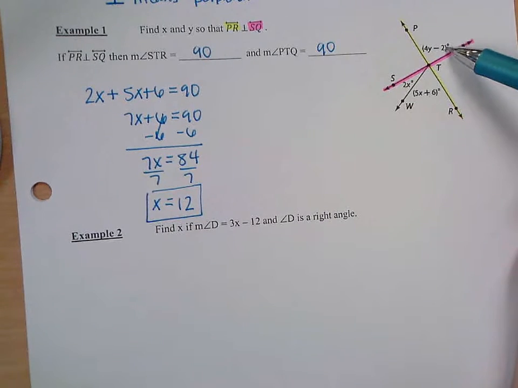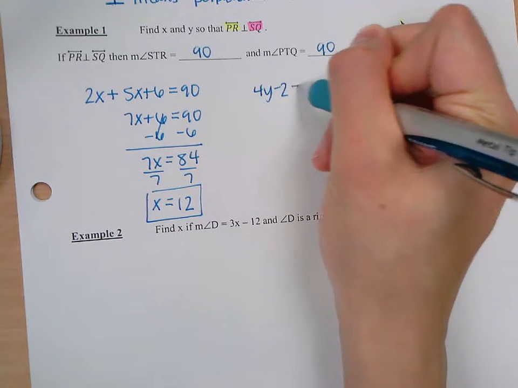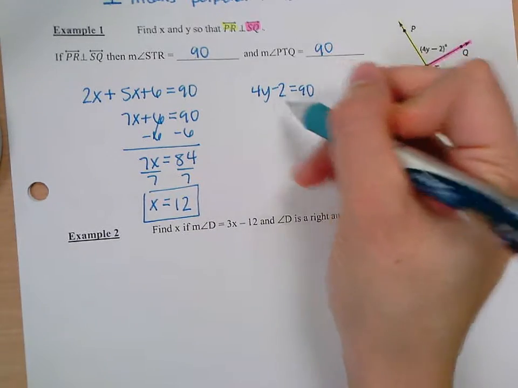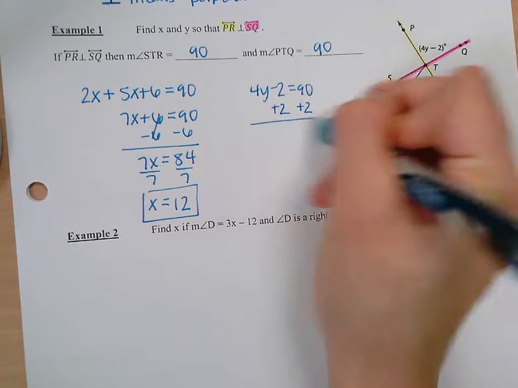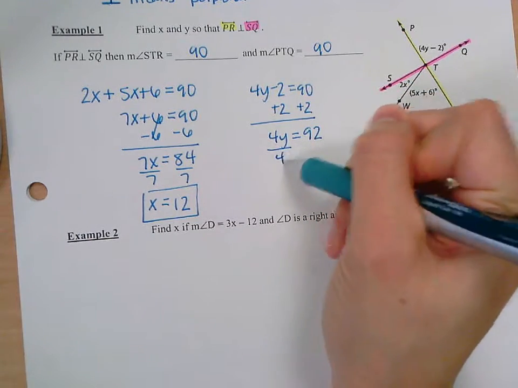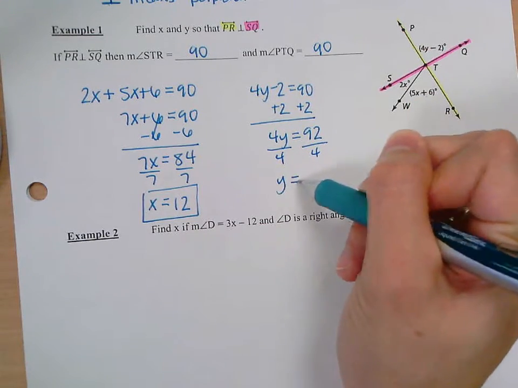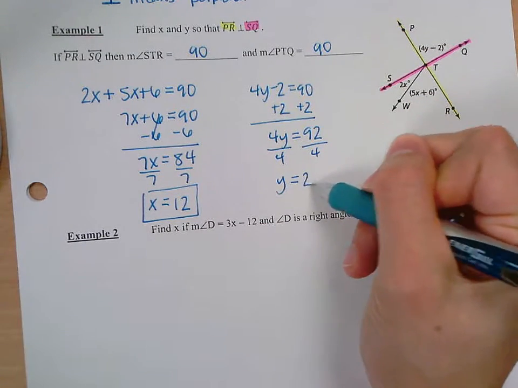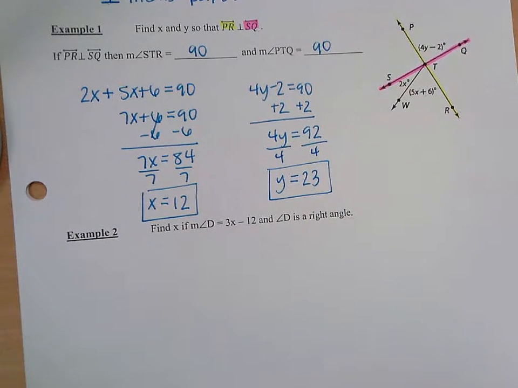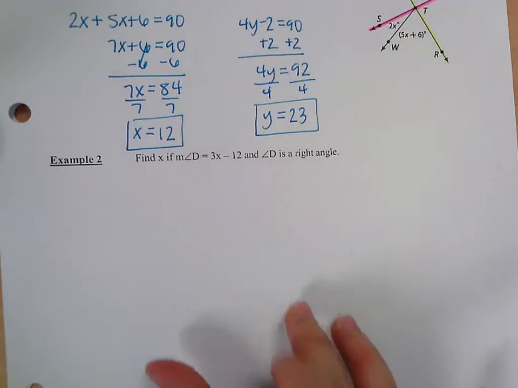Now I have to find y. This is actually the whole angle, so this means 4y minus 2 must equal 90, because that already is the whole angle. So if I solve for y, add 2, 4y is equal to 92. Divide by 4. 92 divided by 4 is 23. And there's y. Okay, questions there?